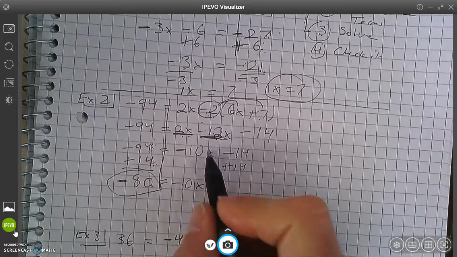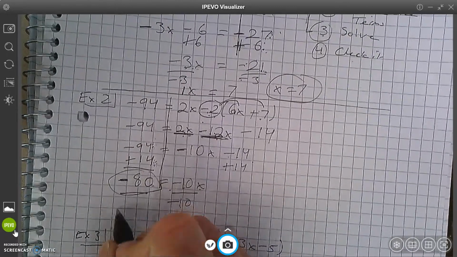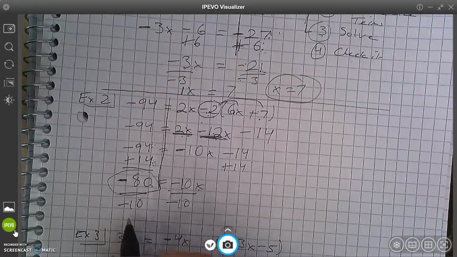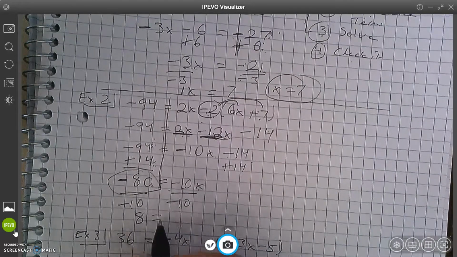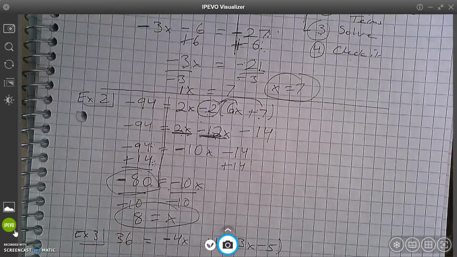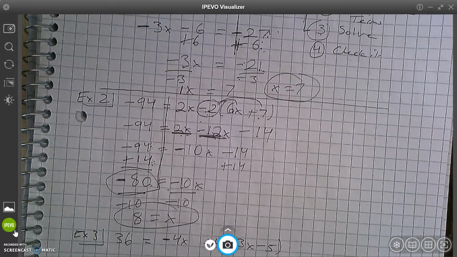All right, negative 10x, let's bring that down. Opposite of multiplying by negative 10 is dividing by negative 10. Nice. A negative divided by a negative is a positive. And this is 1 times x, which is just x. X equals 8. Got it. Cool, good job. All right, you try one.